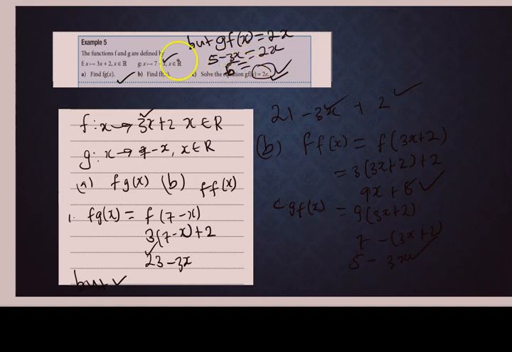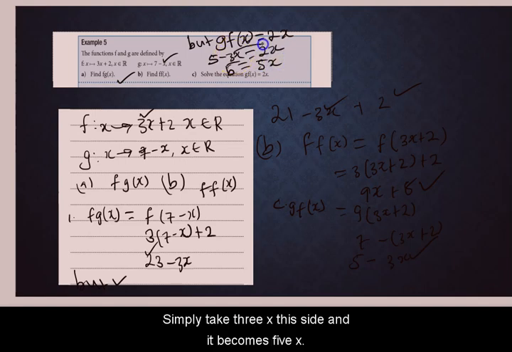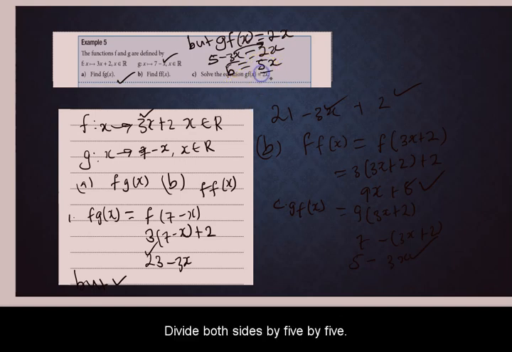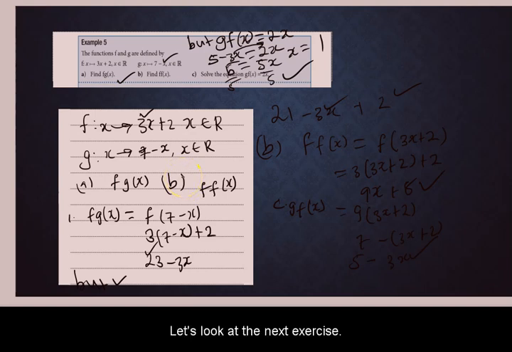If this is equal to 2x, then we have 5 is equal to what? Let's clean up that. You would simply take 3x to that side, and that becomes 5x. Divide both sides by 5. So our x value is equal to 1. Question C solved, and this is how you are supposed to handle this question. Let's look at the next exercise.